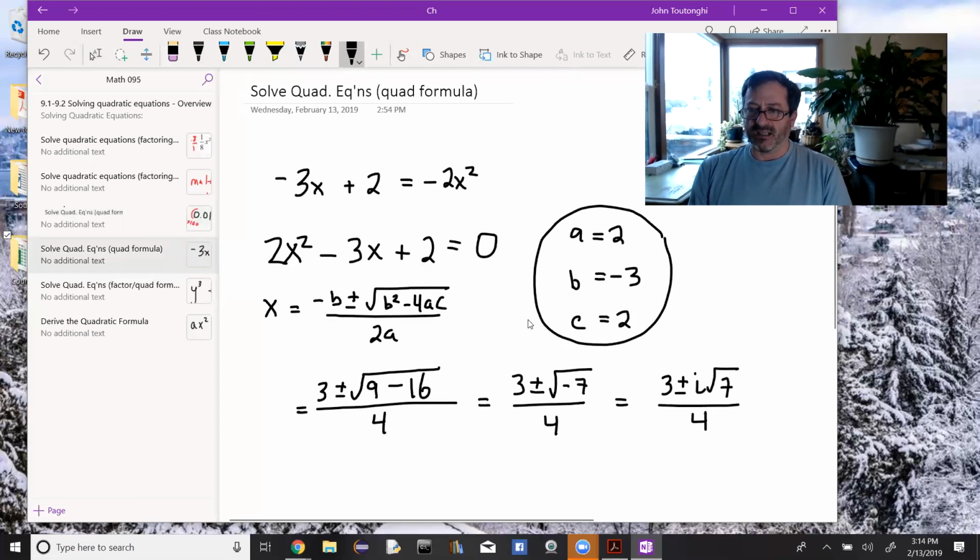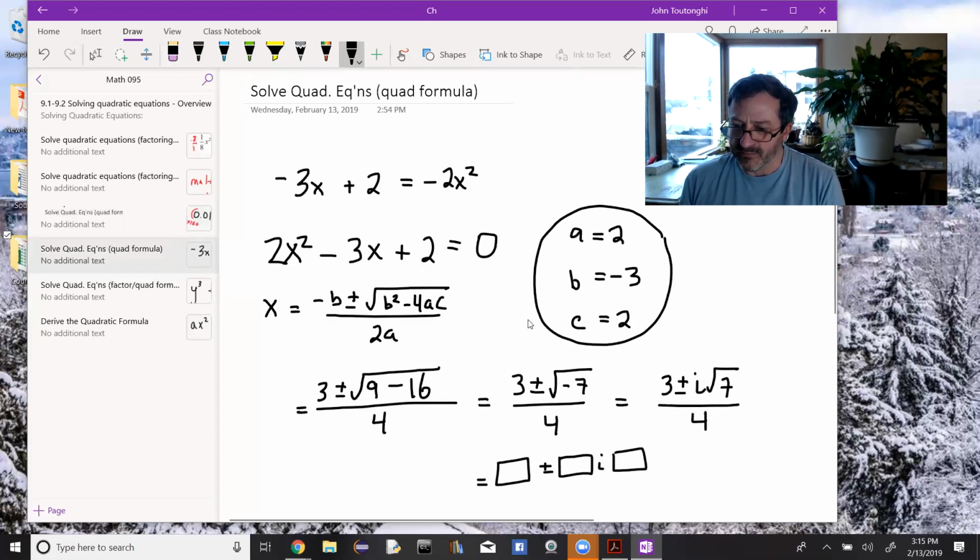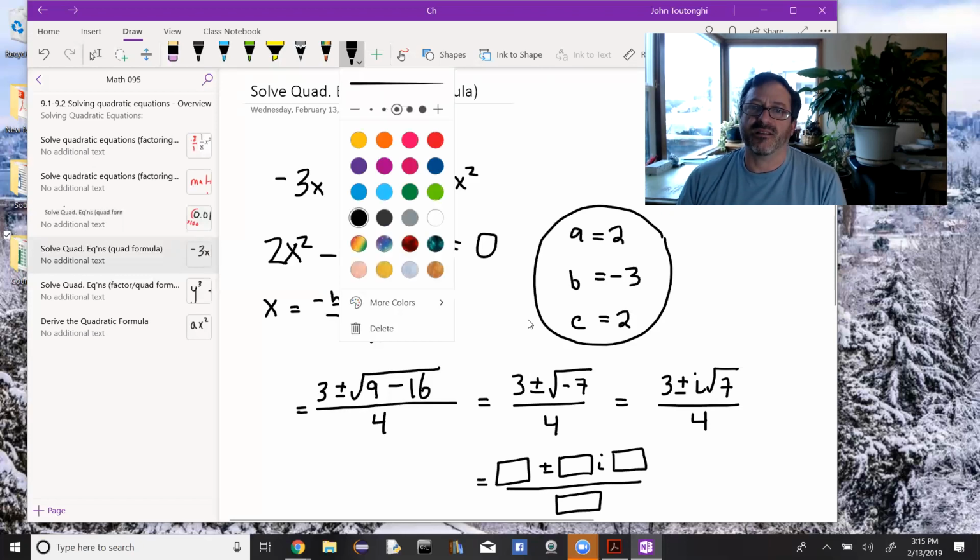I'm not 100% sure how this looks in XYZ, but it very well could look like this: a box, plus or minus a box followed by an i followed by another box, divided by a box. So when you have this scenario, they're doing this to try to make it easier for you. I think it actually makes it harder, but I don't have control over this.